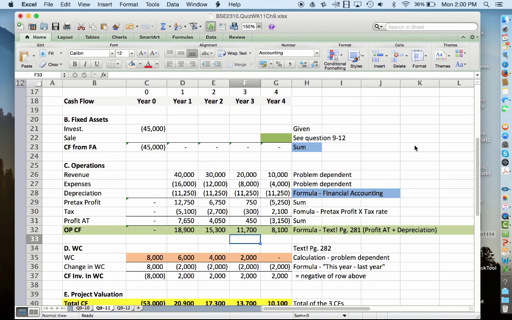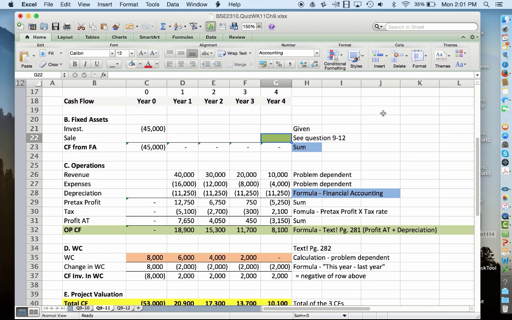So, the fixed assets. I know that I have an initial investment in year 0 of $45,000. I'm going to enter that as a negative value because I have to write the check for that equipment. And it doesn't sound like I'm going to sell that piece of equipment at the end of its life. So sometimes I might have a sale, like my lemonade stand, at the end of the project life. In this example, I don't have that. So this is given to you, and then the cash flow from the fixed assets is a sum.